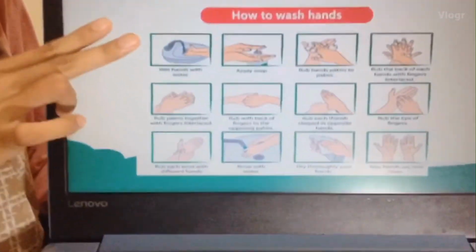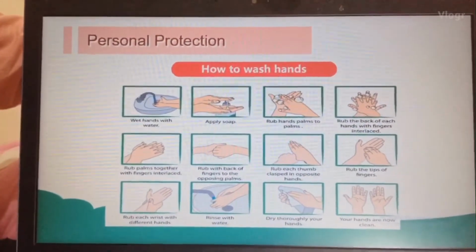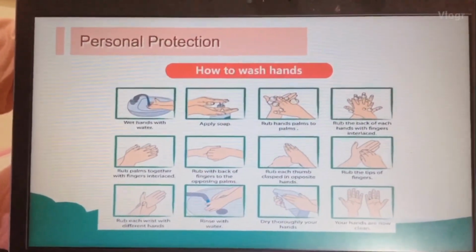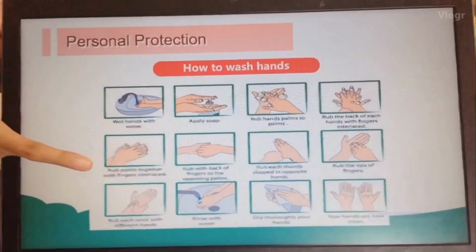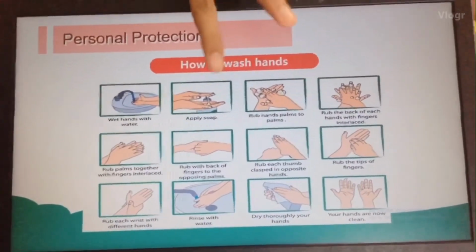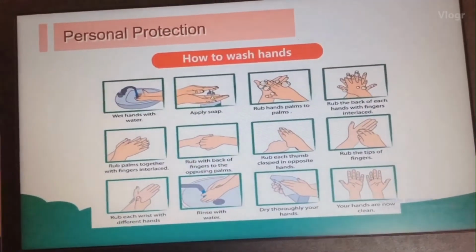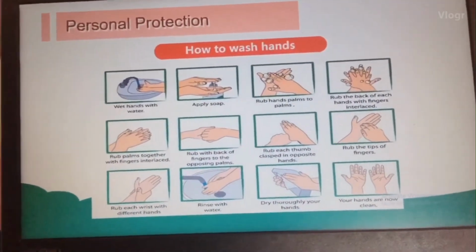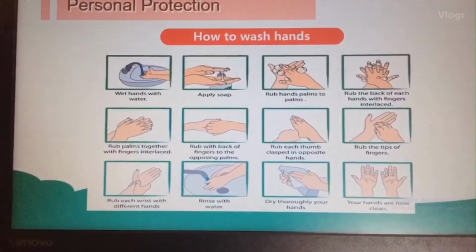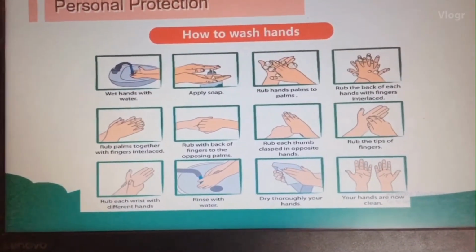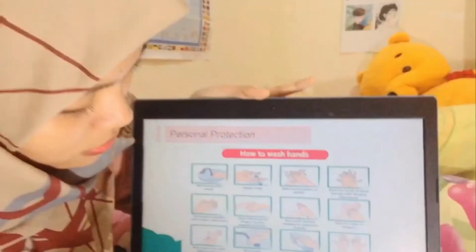Step 1. Wet hands with water. Apply soap. Rub hands palms to palms. Rub the back of each hand with fingers interlaced. Rub palms together with fingers interlaced. Rub with the back of fingers to opposing palms. Rub each thumb clasped in the opposite hand. Rub the tips of the fingers. Rub each wrist with the other hand and rinse with water. Dry your hands thoroughly, and your hands are now clean.